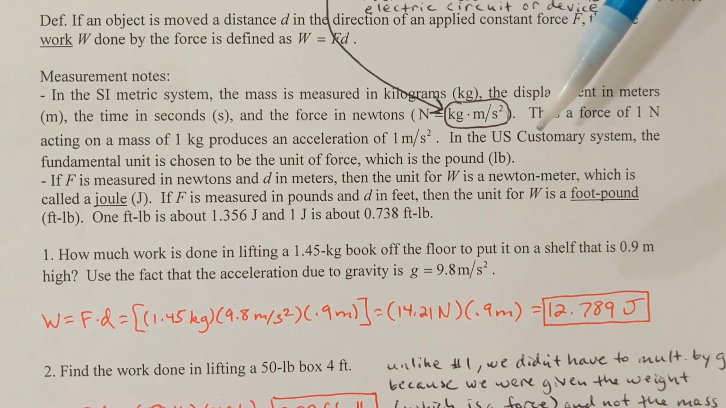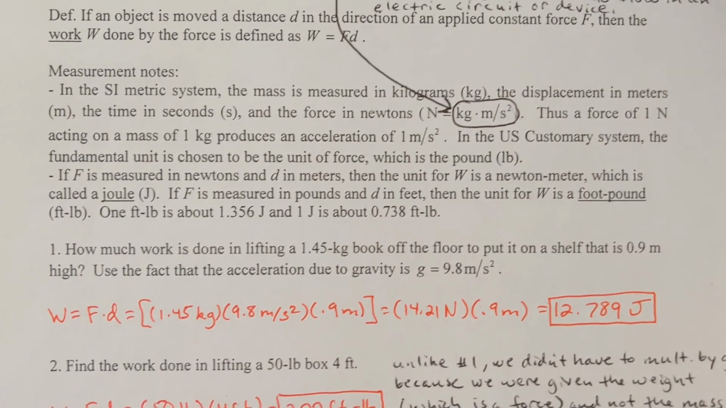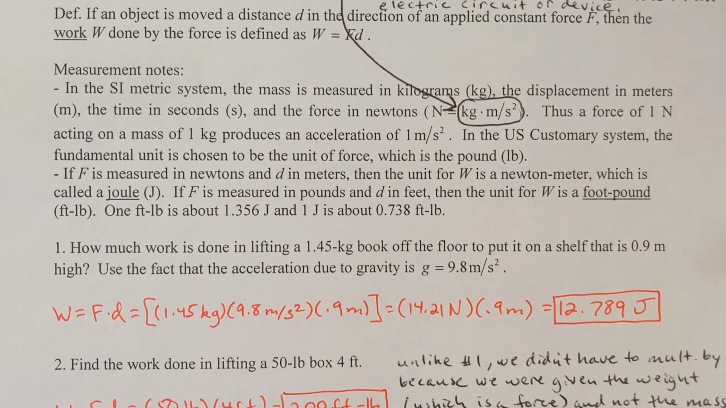In the U.S. customary system, the fundamental unit is chosen to be the unit of force, which is the pound. Okay, and so one of the things that I'd like us to do early on in the problem is identify which system we're in, the SI metric system or the U.S. customary system. We're going to know that right away because of the units that would be either provided in the description or provided in the picture that are given there.